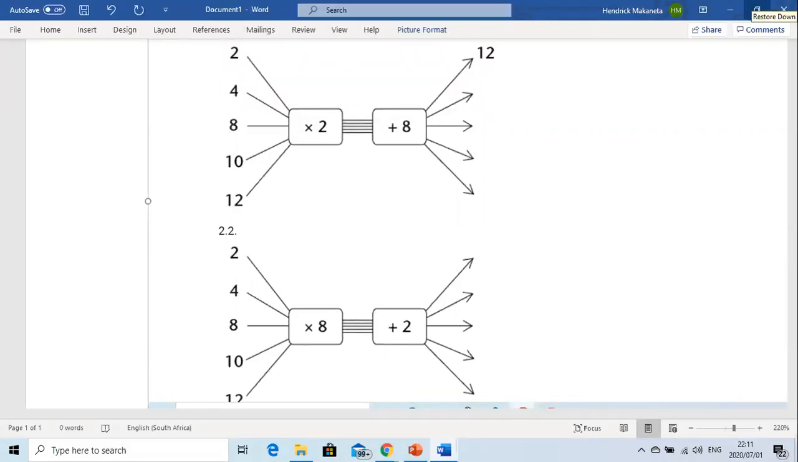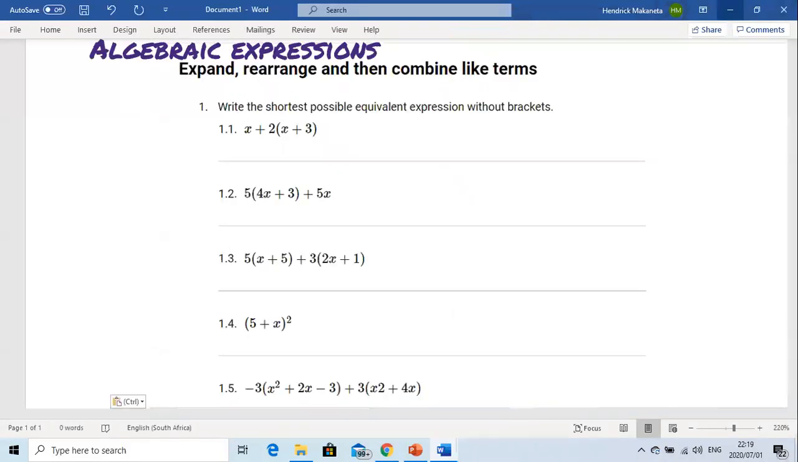All right. So we are now proceeding to the next item. In this case, I just want you to write the shortest possible expression without the brackets, meaning that you simplify these expressions. Simplify the expressions.